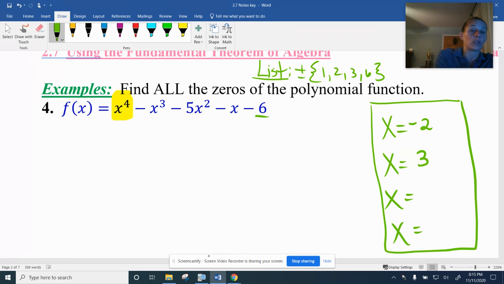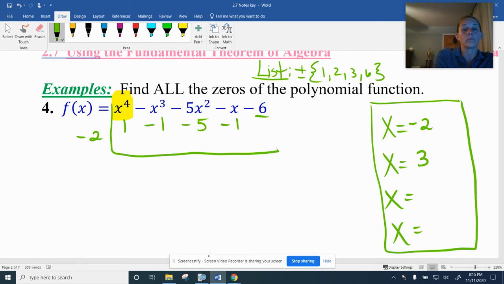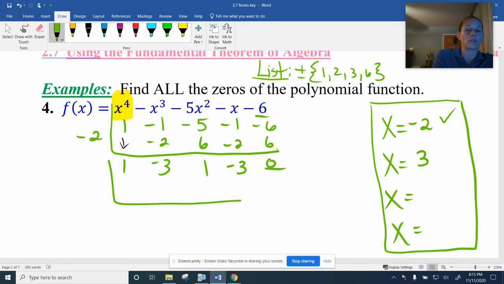those 2 imaginary solutions. So when you divide out that -2, obviously we want to put all our coefficients in here. And then we're going to start out by dropping down that 1, multiplying, adding them up, multiplying, adding them up, multiplying, adding them up, multiplying. We got the 0 for the first one, so that's good. Now we're going to divide out the 3. So multiplying, adding them up, multiplying, adding them up, multiplying, adding them up. That one confirms the 3.